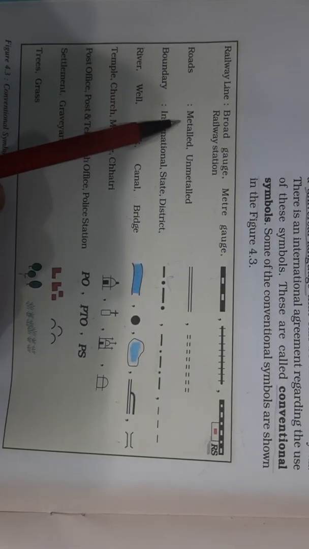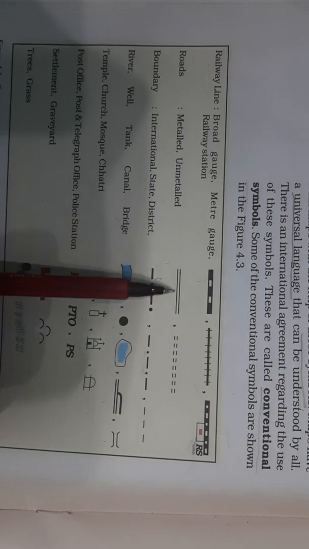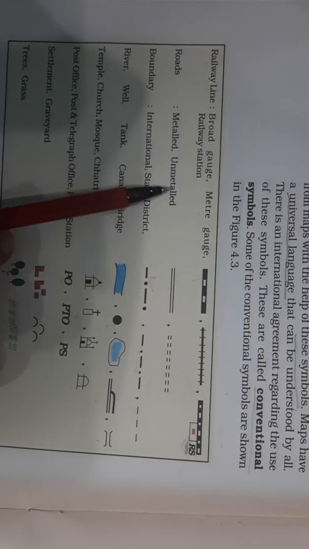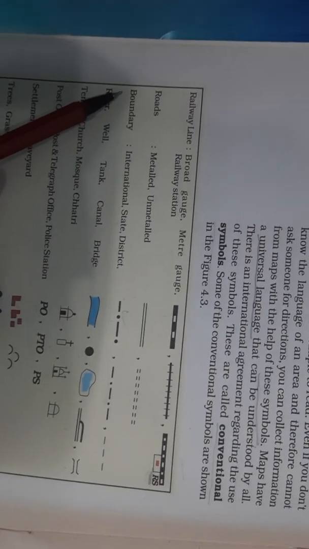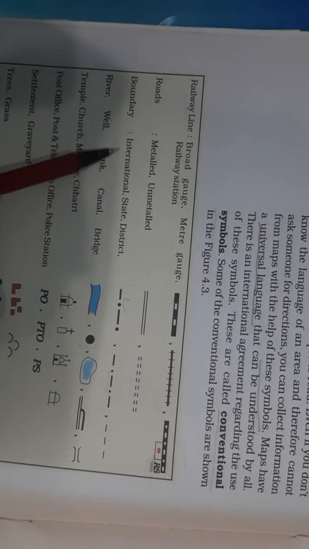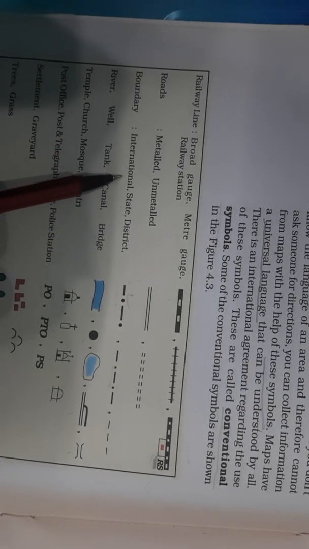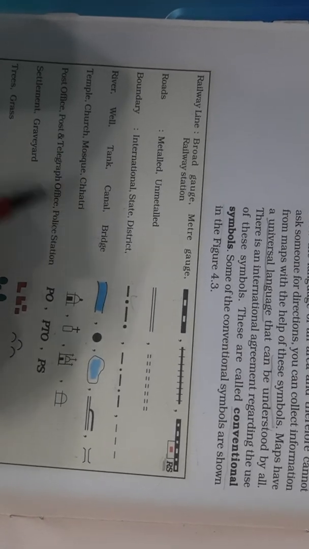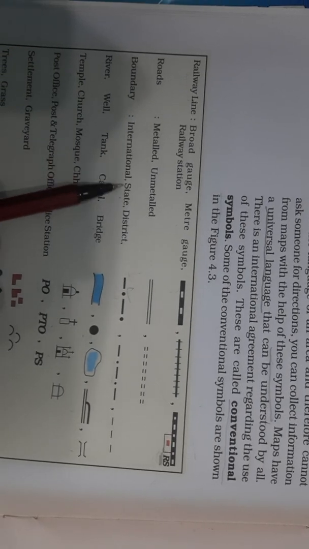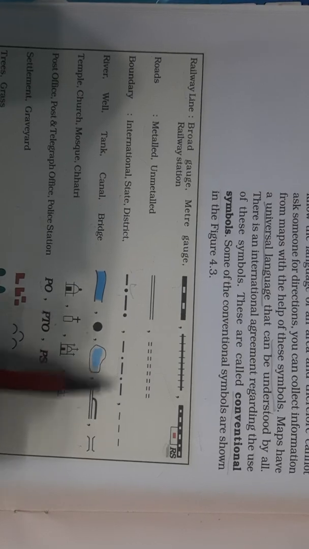Roads, there are two types of roads, metalled and unmetalled. For metalled roads we use this symbol, and for unmetalled road this kind of symbol is used. There is boundary. So to depict boundary there are three types of boundaries: international, state and district. So international boundary is shown by this one. State boundary is shown by this symbol and district boundary is shown by this one.